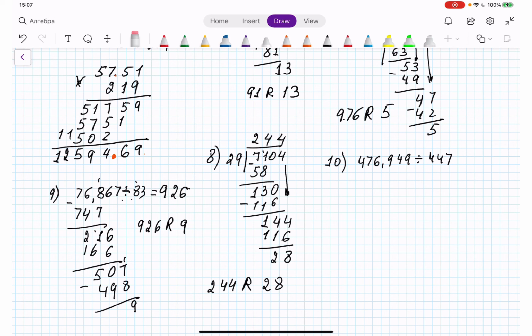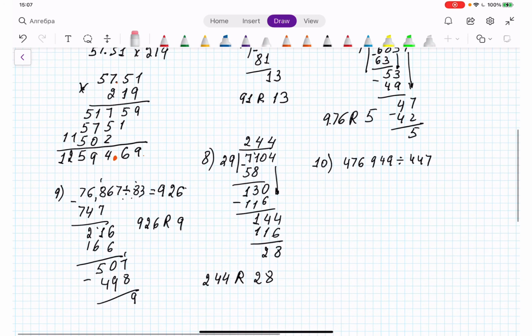Okay, I'm cleaning this comma because it's not going to help me anyhow, it's an additional symbol there. I don't need it. So 476,949. This is what I have, and I'm dividing by 447. All right, so 4 is not divisible, 47 not divisible, 476, right? Obviously 447, it's going to be only once. So it's going to be 447.